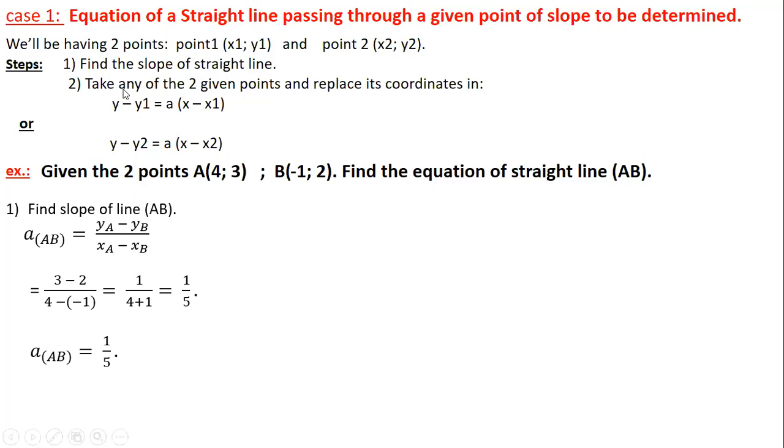So what step 2 says is, let us take any of the two given points. Either I take A or I take B. I replace the coordinates. If I take A, I replace its coordinates in this equation. If I take B, I replace its coordinates in this equation. Either we take A or we take B, we will get the same answer. Okay, guys?